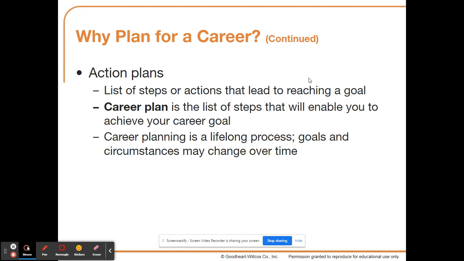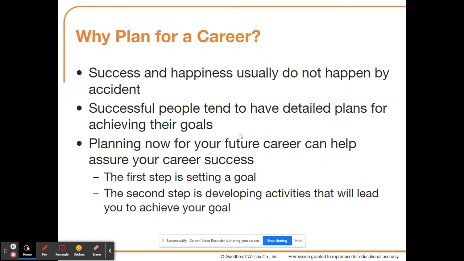Career planning is also a lifelong process, so your goals and your circumstances might change over time. At one point, I thought I wanted to be an administrator. But over time, my goals have changed, and I have different wants and values in my life, and that's going to change for you as well. So, as your life and your plans change, you can just assess and change your action plans in order to ultimately meet the goals that you have set for yourself.